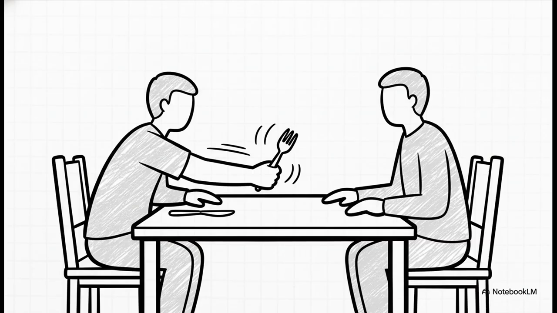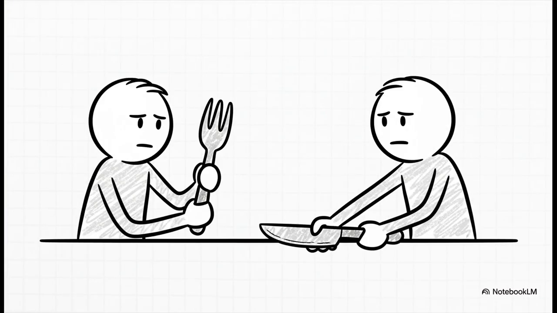So picture this. You and a friend are out for dinner. You're hungry. On the table between you, there's just one fork and one knife. You're fast, so you reach out and grab the fork. Okay, cool. You've got the fork. But at the very same moment, your friend snags the knife. So now you're holding the fork and they're holding the knife. The problem is, you both need a fork and a knife to actually eat anything.